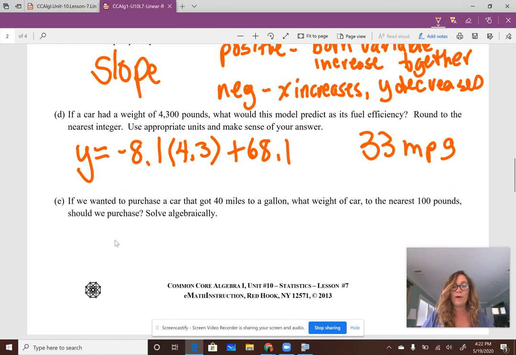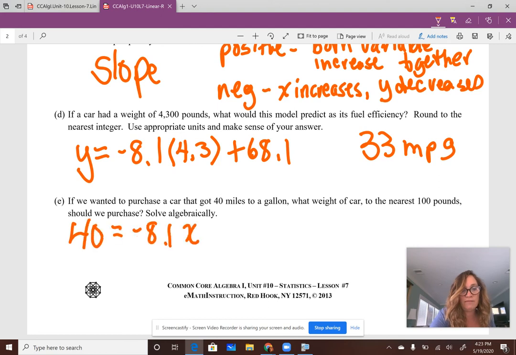Okay, if we wanted to purchase a car that got 40 miles to the gallon, what weight of car to the nearest 100 pounds should we purchase, solve algebraically? So we're saying that Y is 40. So negative 8.1x plus 68.1.